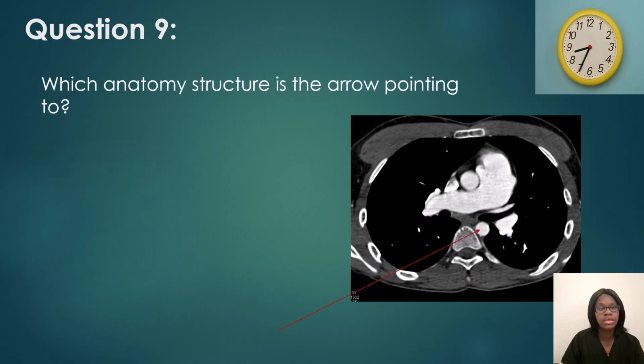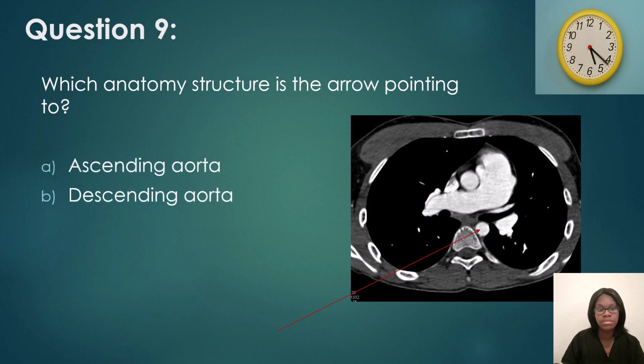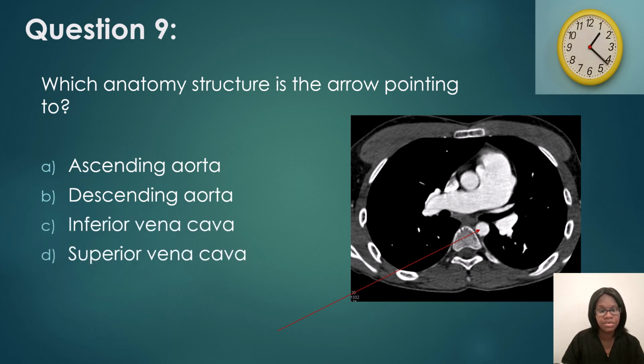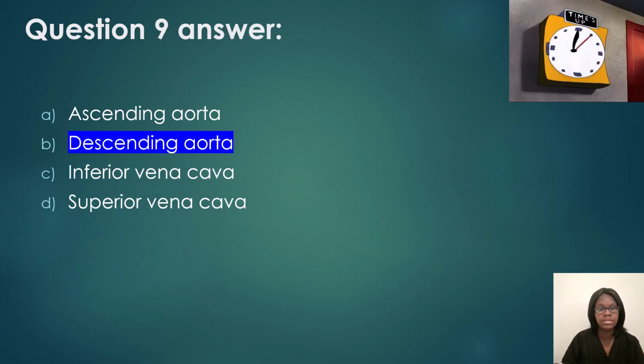Question 9. Which anatomy structure is the arrow pointing to? A, ascending aorta, B, descending aorta, C, inferior vena cava, D, superior vena cava. All right, the correct answer is B, descending aorta.